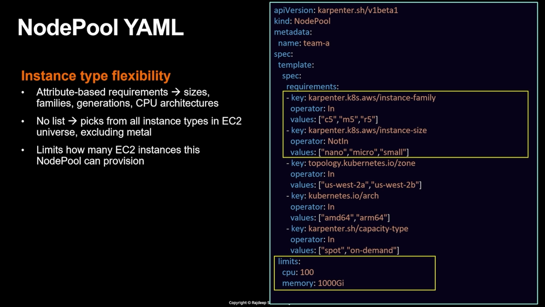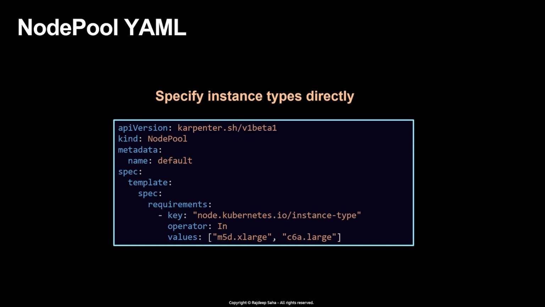And these are just a couple of operators I'm showing. You can also use greater than, less than, etc. Also, in certain scenarios, if you already know exactly what instance type your application should run in, you can specify that directly in the NodePool. So in this case, I'm specifying instance type in m5d.xlarge or c6a.large. When this NodePool provisions an instance, it can only be between these two types.